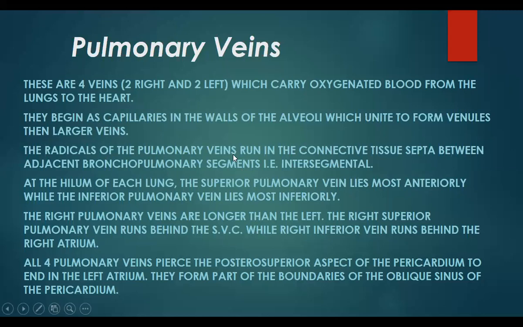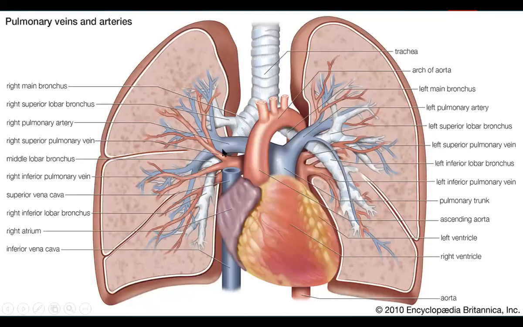The radicals of the pulmonary veins run into the connective tissue septa between the adjacent bronchopulmonary segments, that is in the intersegmental positions. You can appreciate this better in histology, where you can see the intersegmental planes with these smaller pulmonary veins within the bronchopulmonary segments. At the hilum of each lung, the superior pulmonary vein lies most anteriorly, while the inferior pulmonary vein lies more inferiorly. If you see here, this is talking about the right superior and the right inferior.